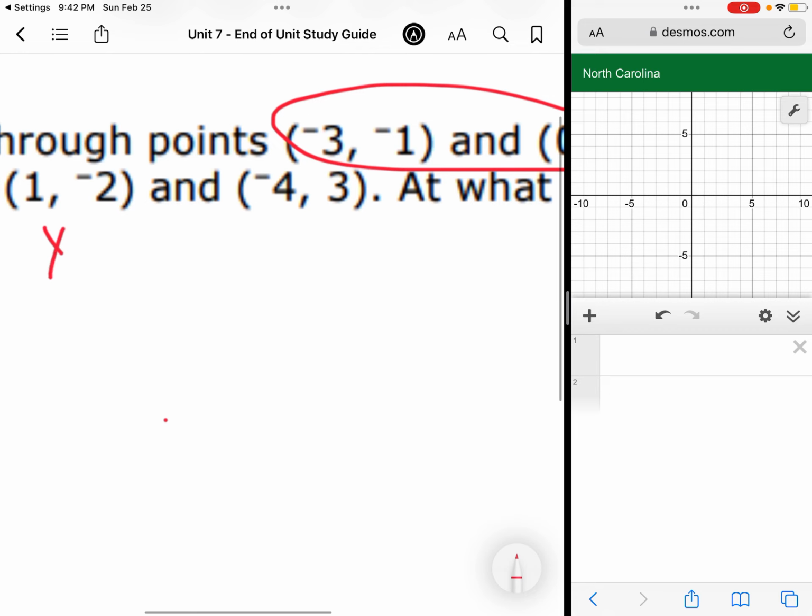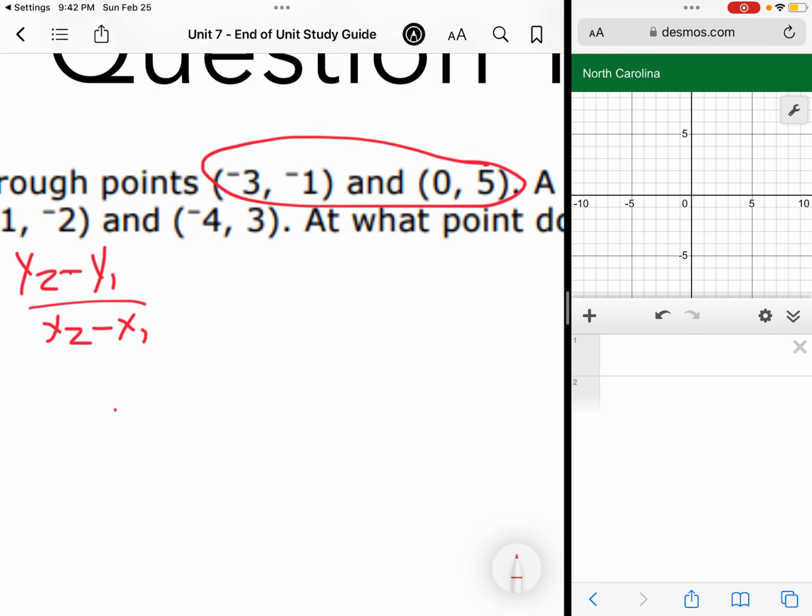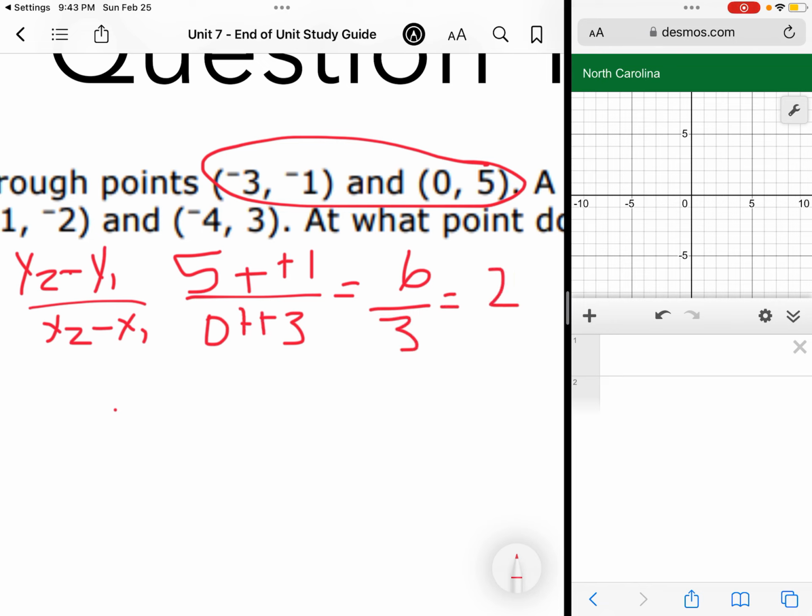So y2 minus y1 divided by x2 minus x1. I know I've got 5 minus negative 1 divided by 0 minus negative 3. So I've got 6 divided by 3, which is 2. So if my formula is y equals mx plus b, I know that my slope is 2.